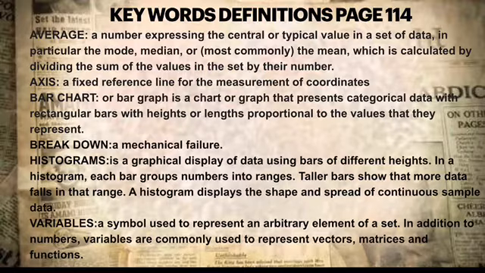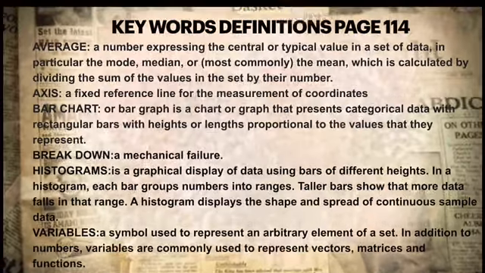It says keywords definitions, pages 114. The keywords are: for average, it refers to a number expressing the central or typical value in a set of data, in particular the mode, median, or most commonly the mean, which is calculated by dividing the sum of the values in the set by their number. Average is the central value of a set of data, okay? Average.